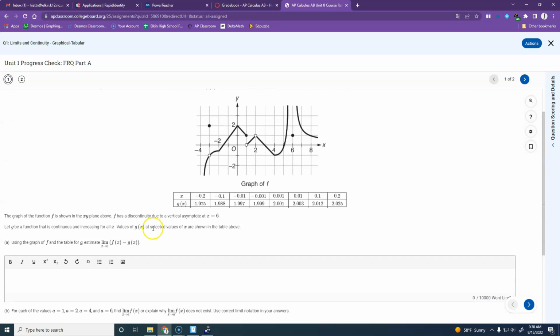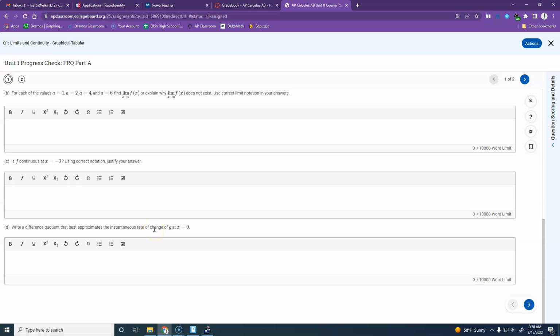D is going to be a little tough. Difference quotient. What is a quotient? Just like a fraction, right? Things that are divided. So think about a fraction there that you could write to approximate. Actually, don't do D. A through C on those. Because that instantaneous rate of... Oh, no, okay. No, never mind.